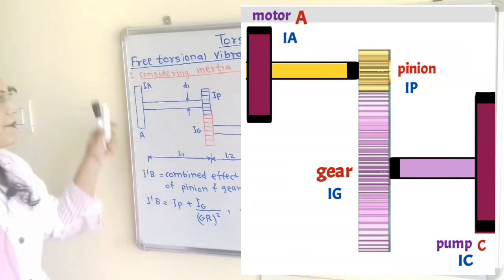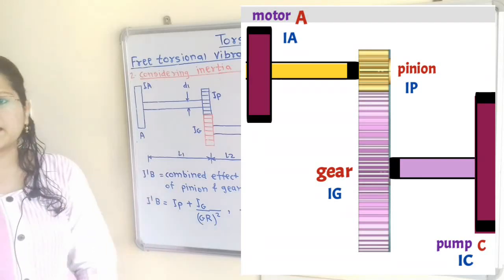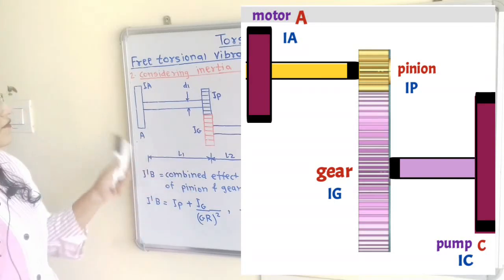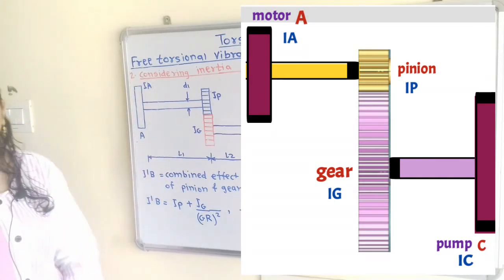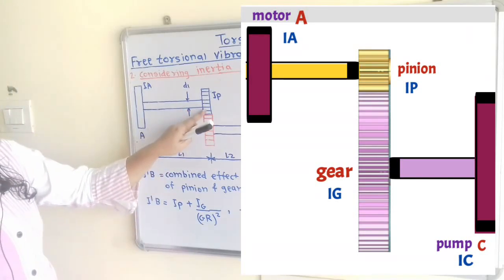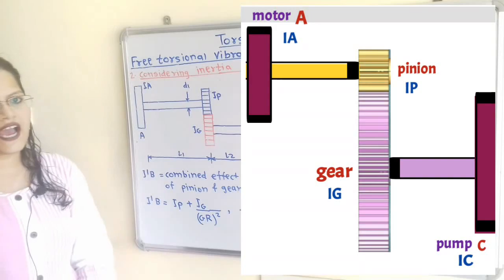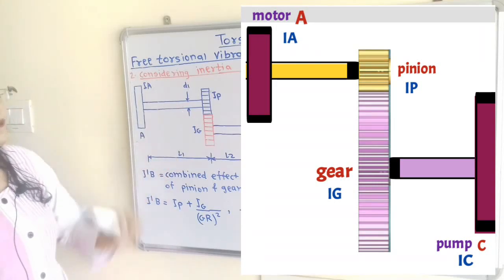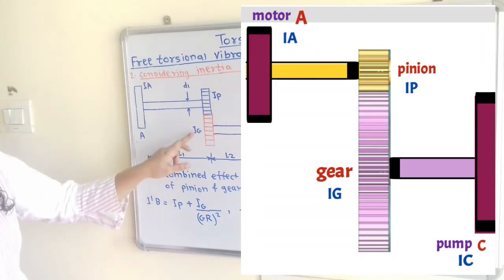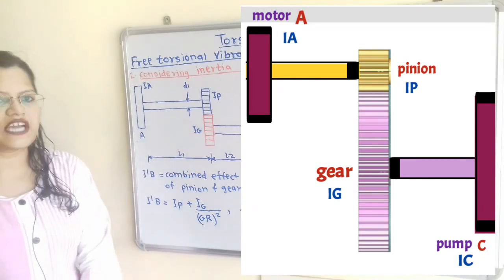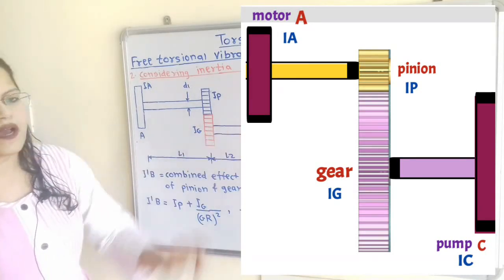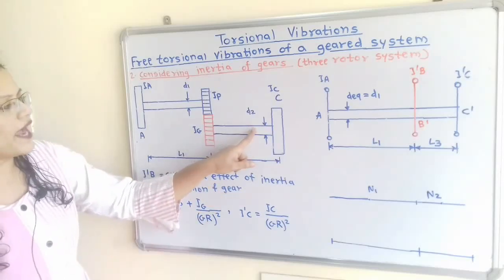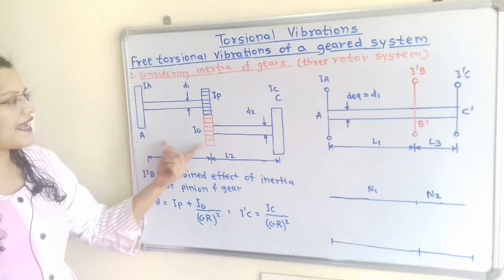If we observe the diagram here, this rotor A is connected to the pinion and this gear is connected to the rotor C. In the first part, rotor A has mass moment of inertia Ia, this pinion P has mass moment of inertia Ip, and the length of the shaft connected to it is L1 and diameter D1. Now in the second part, here is the gear with mass moment of inertia Ig, and this is the rotor C with mass moment of inertia Ic. For the second part, length of the shaft is L2 and diameter D2. So this is the actual system.